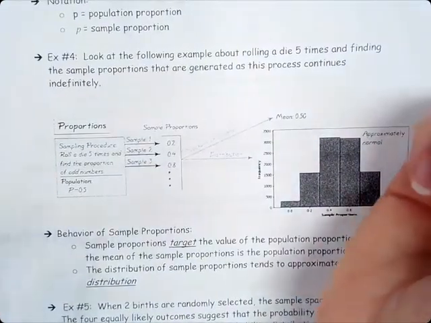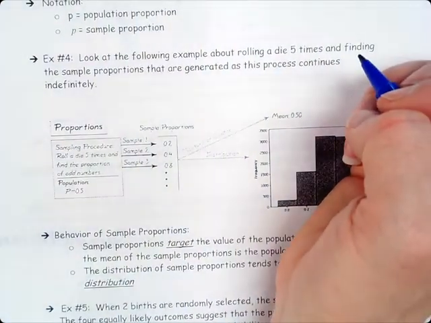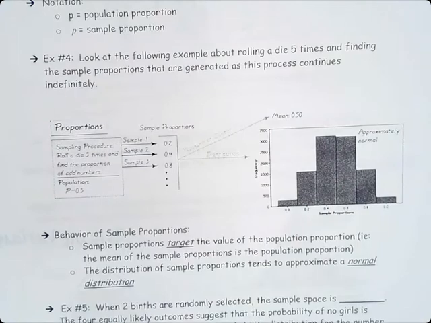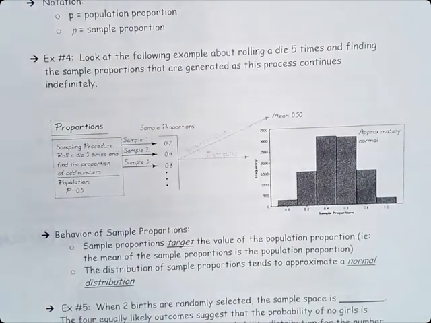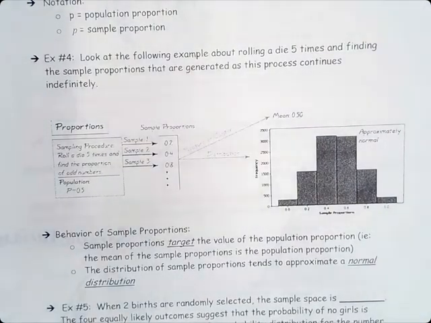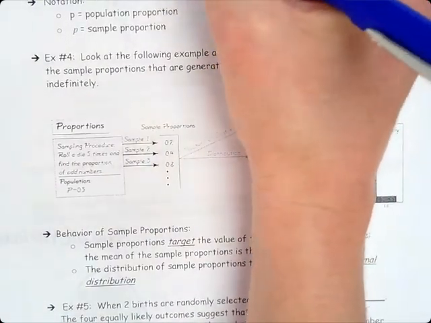Sampling distribution of the sample proportion. Page 256 gives us an example of this. Let me open up my book. That's where it starts.